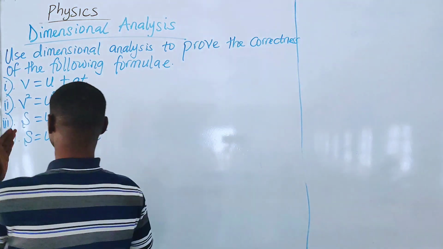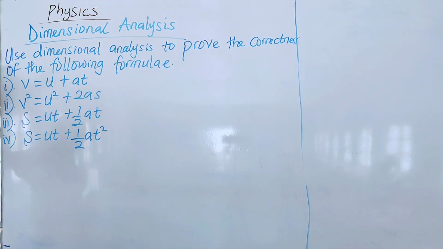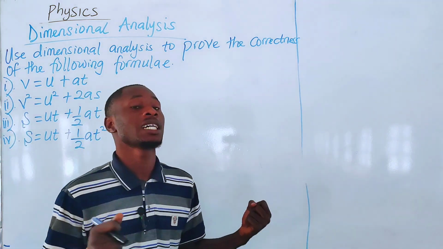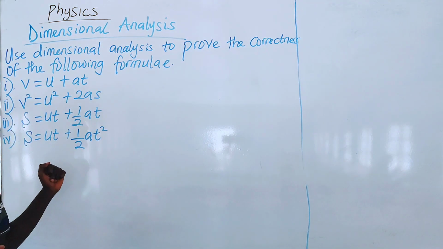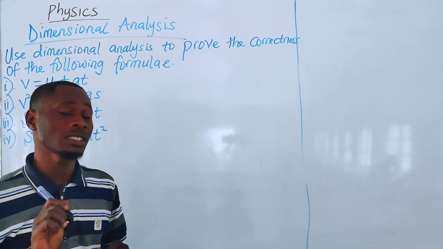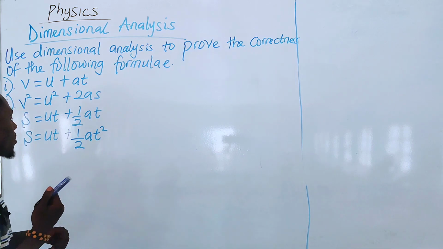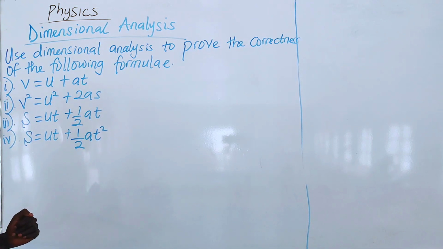All right. So we have some equations here which we shall verify to check if they are dimensionally correct or not. We have a question which says, use dimensional analysis to prove the correctness of the following formula. The first, we have V is equal to U plus at, V squared is equal to U squared plus 2AS, S is equal to UT plus half at, and S is equal to UT plus half at squared. Now, when you study your motion very well, you'll believe that these are actually equations of motion. But one of them is not actually correct. And we shall verify to know which of the equations is not correct.